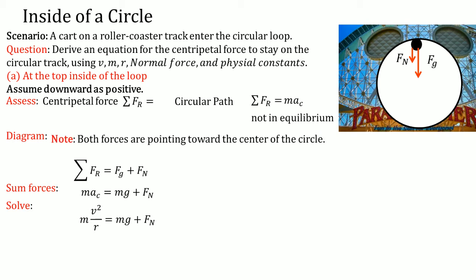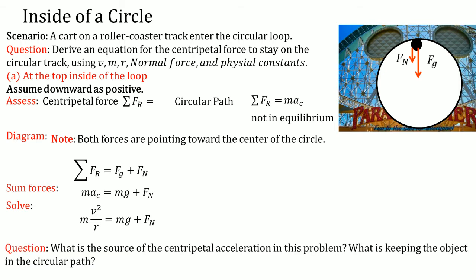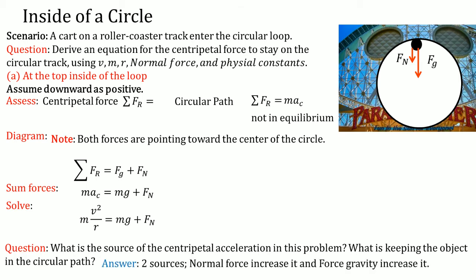Please notice that both of the forces are pointing towards the center of the circle. So what is the source of their centripetal acceleration in this problem? In other words, what is keeping the object in the circular path? In this case, there are two sources. It's both the force normal, which is increasing it, and the force gravity is also increasing it, because they're both adding to the summation.